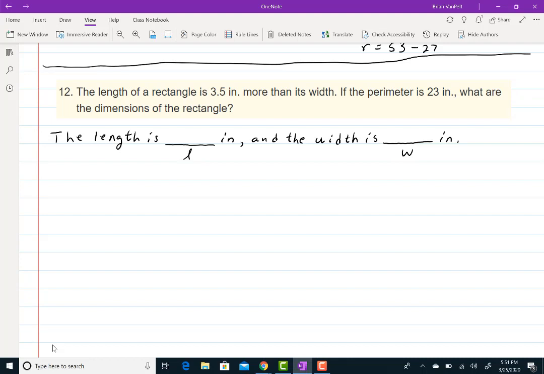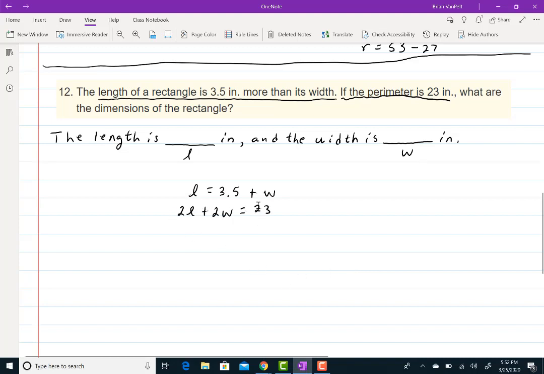Now let's write down some of the equations that we have. First equation comes from this line. The length of a rectangle is 3.5 inches more than the width. So we can write that as L is 3.5 more than the width. Now the next thing we're given is that the perimeter is 23 inches. The perimeter means we add up all the sides, 2L plus 2W, and that's equal to 23.